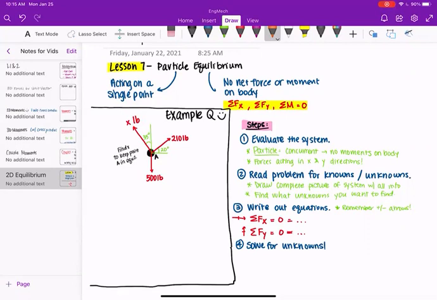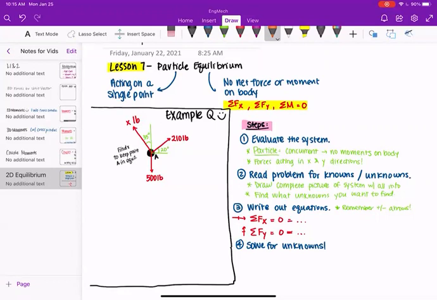Lesson 7 talks about particle equilibrium, which is fairly simple. It's much easier than rigid body equilibrium. So that's why they go over it first, to give you an introduction to the concepts of equilibrium. The particle aspect of particle equilibrium just says that it's acting on a single point that's infinitely small.